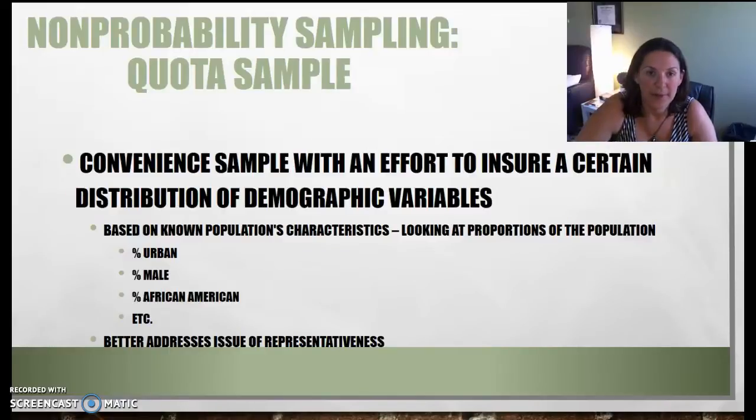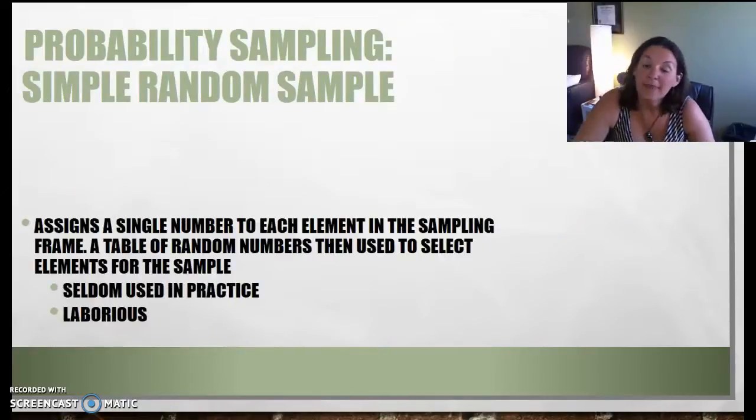That's called quota sampling. Okay, and then these next 4 are probability sampling strategies. So remember, probability sampling means we have a sampling frame. If you don't have a sampling frame, you can't use probability sampling. So the first thing you're going to ask yourself is, what's the sampling frame? And if you have one, you could use one of these 4 strategies.